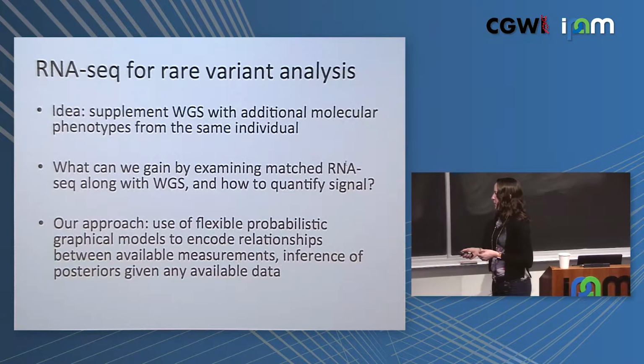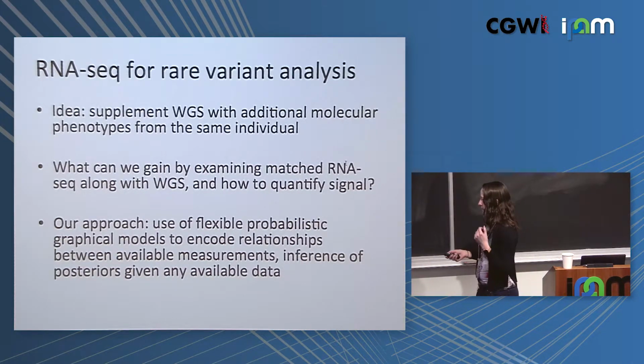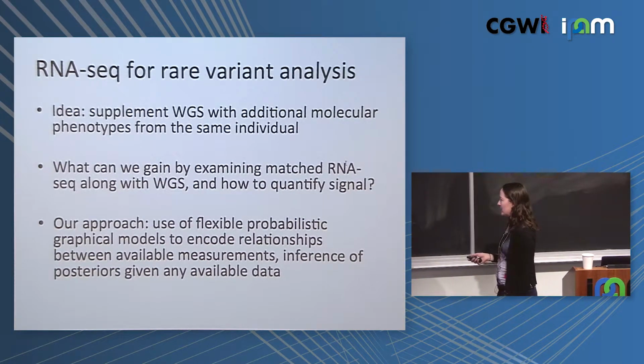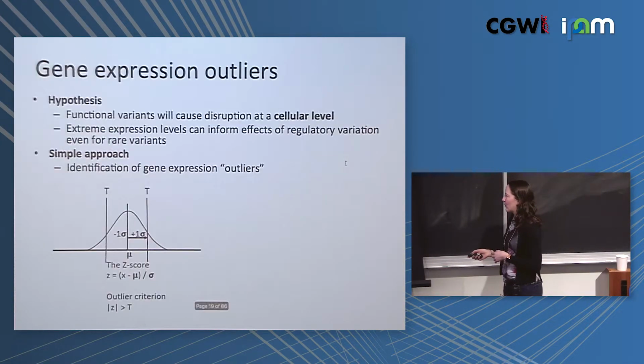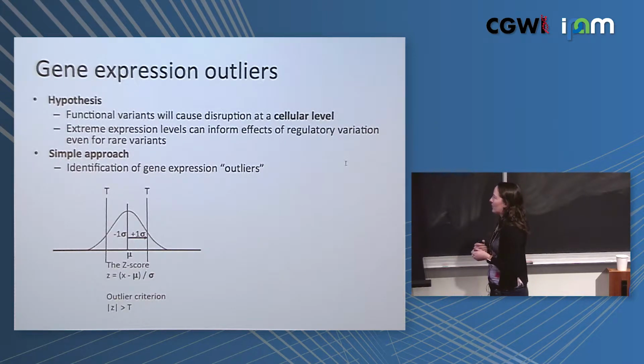So we really focus on the use of probabilistic graphical models, as David Knowles introduced to you yesterday, to encode relationships between the different available measures and hopefully be able to give really well-interpretable and principled posteriors of functionality of a variant given any available data. So that's the approach that we're going to take, but I'll go through it a little bit more carefully. So I'll give just a little bit of background first in terms of the basic idea that we use before we get to the machine learning aspect.